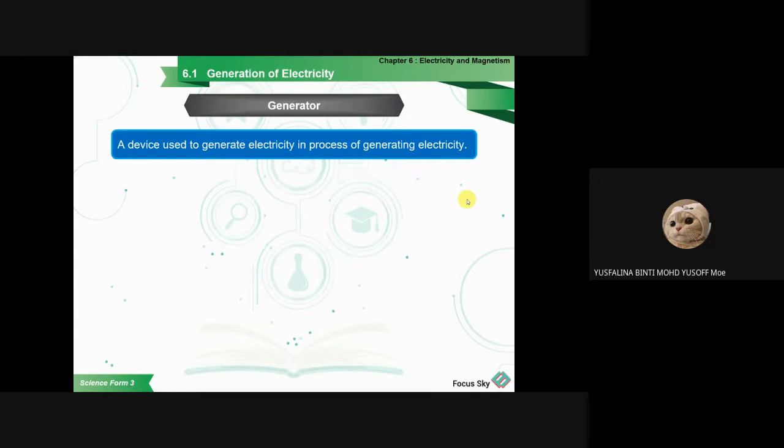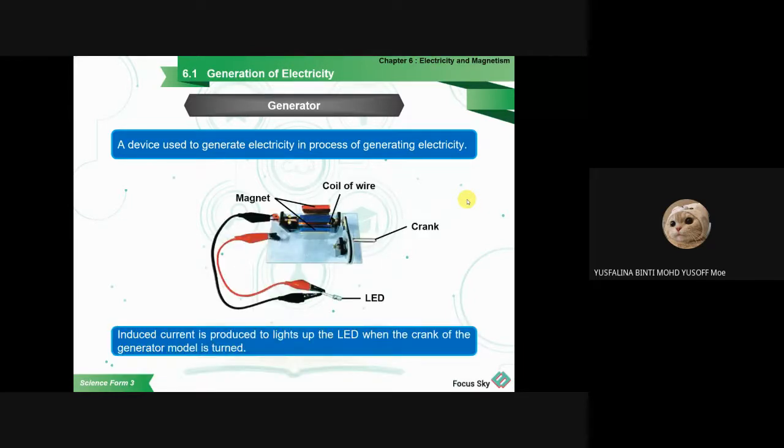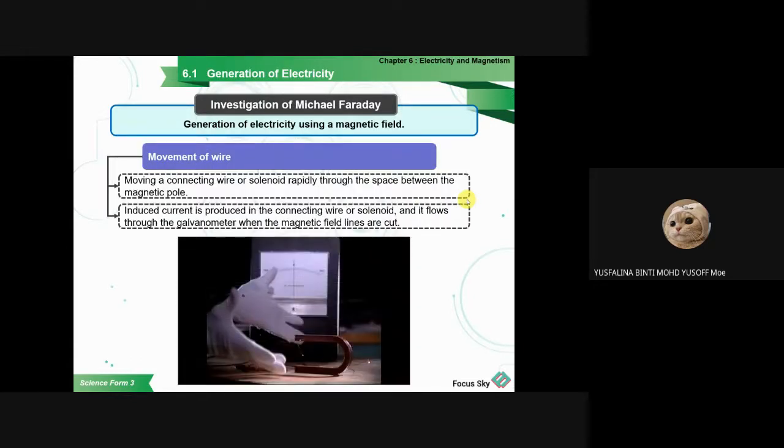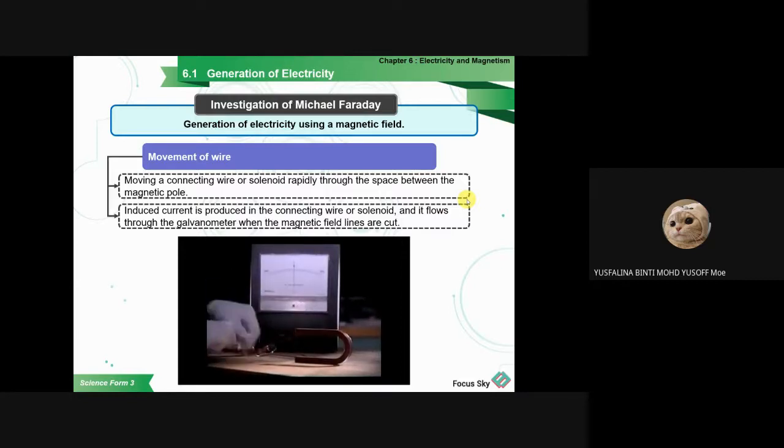In generating electricity, this is actually the induced current. I hope you still remember how to produce the induced current. You have to cut the magnetic field lines, then you can produce the induced current. For this one I also already showed you the video. There must be a movement of the wire or the movement of the magnet, so it can cut the magnetic fields.